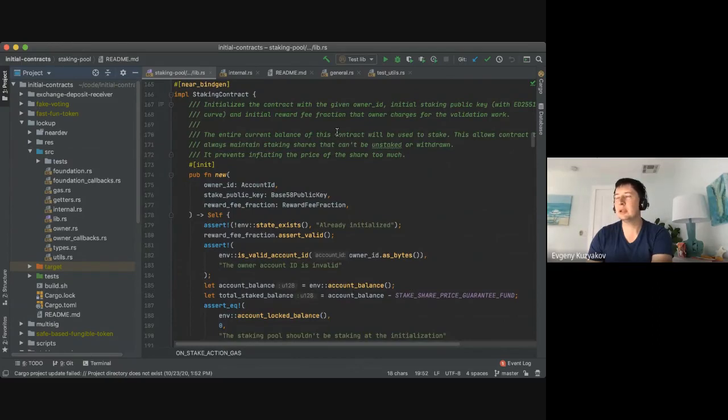Plus, a lot of stuff was improved in NEAR SDK itself, in near-bindgen, to help support some stuff like public key serialization, for example. So you don't need to think about how the JSON string converts into the inner 32-byte representation.